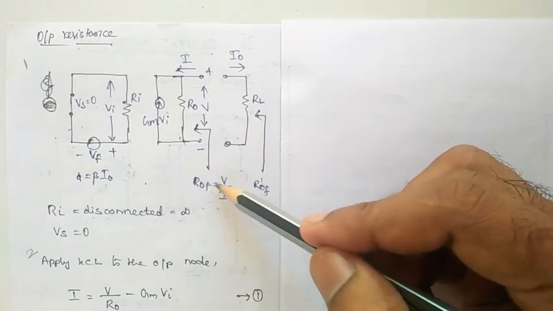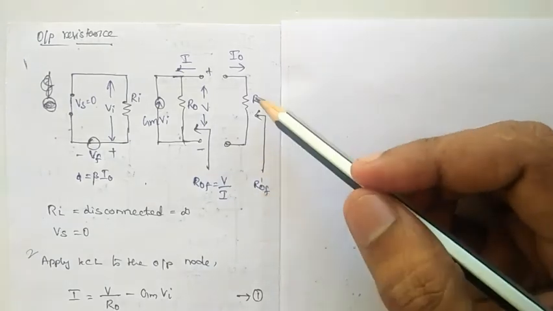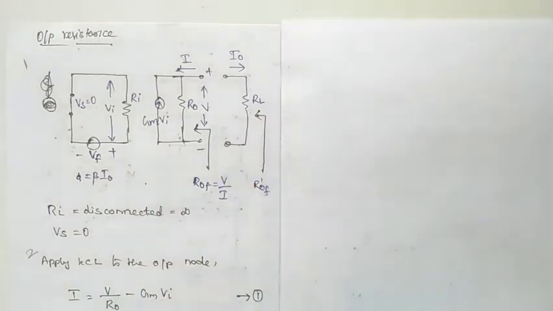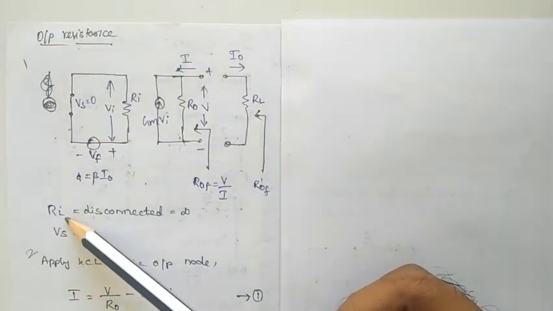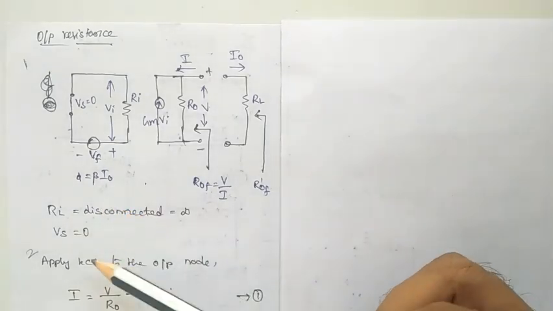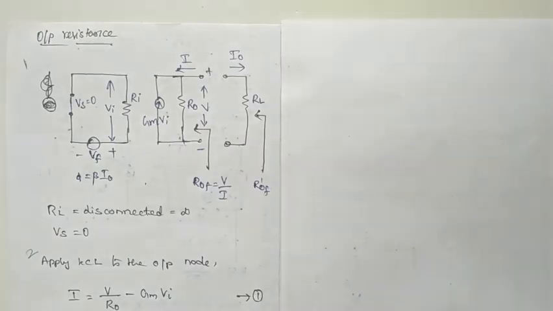After finding this, we go for finding ROF dash, which includes the load resistance with the output circuit. So we do two modifications: RL is disconnected, that is, infinity, and Vs is equal to 0. After doing this, we go for the derivation.